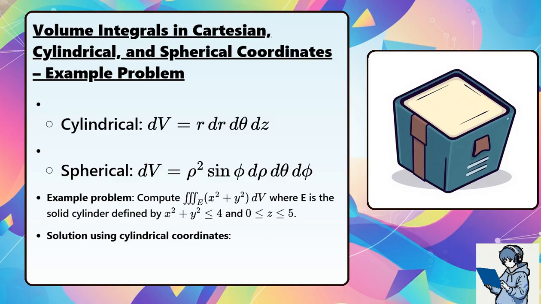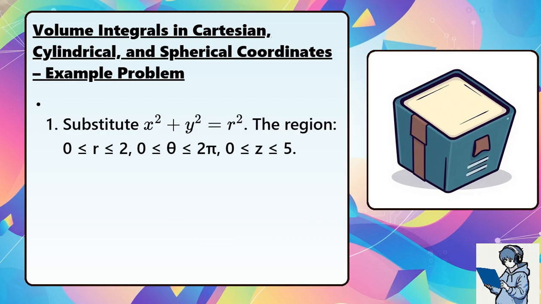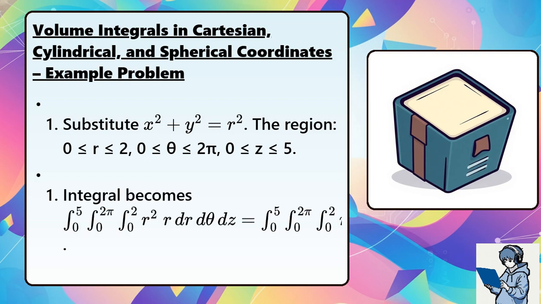Solution using cylindrical coordinates. Step 1. Substitute x squared plus y squared equals r squared. The region: 0 ≤ r ≤ 2, 0 ≤ θ ≤ 2π, 0 ≤ z ≤ 5.